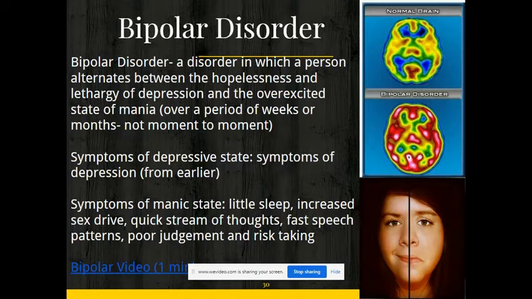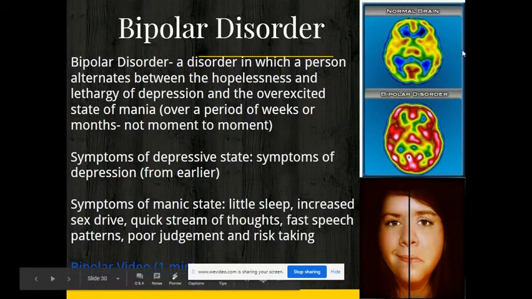It's almost so slow at first, you don't even notice it until a week's gone by and you're like, whoa, we're totally off from where we were. So the depressive state that you saw on the slide before, and then the manic state: little sleep, increased sex drive, quick stream of thoughts, fast speech patterns, poor judgment, risk taking. Sometimes it's hard to understand someone in a manic phase. They talk so fast, they don't make sense. They're doing things that you're like, whoa, whoa, whoa, not a good idea. They have that poor judgment. They're crazy risky, from racking up debts and credit cards, jumping out of airplanes, driving 120 miles an hour down the highway. It could be whatever.